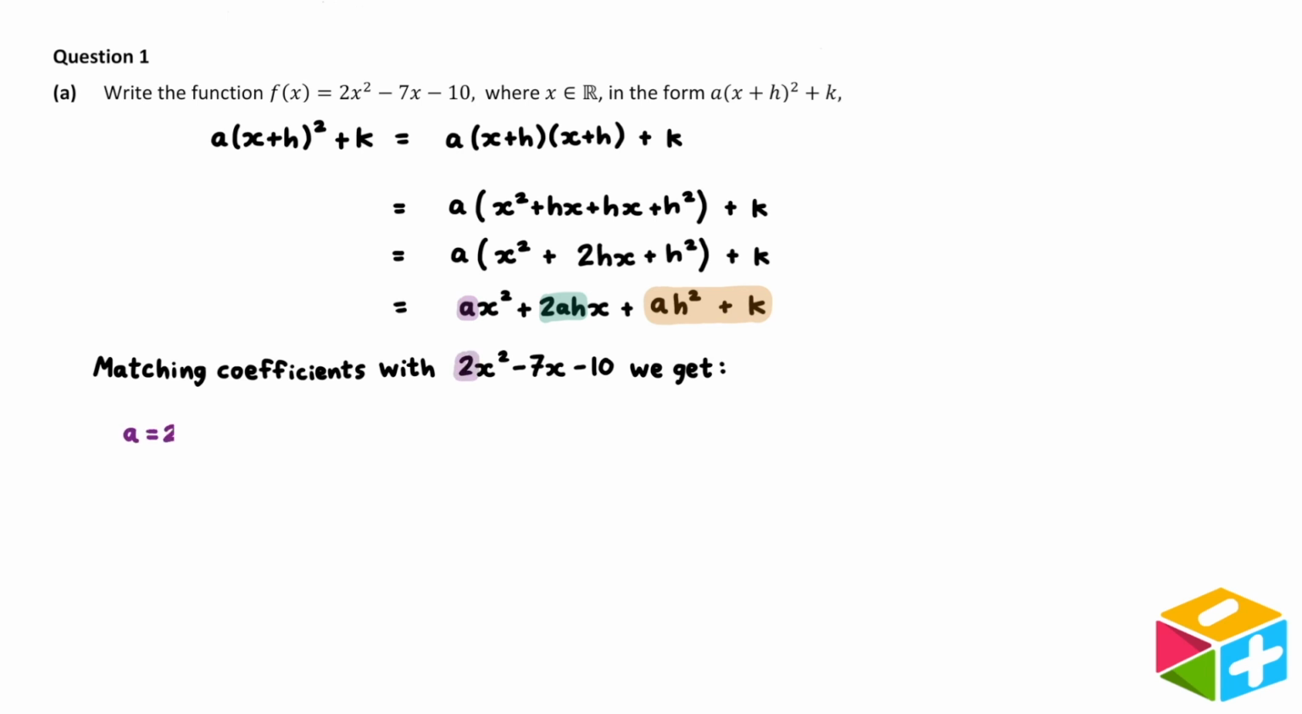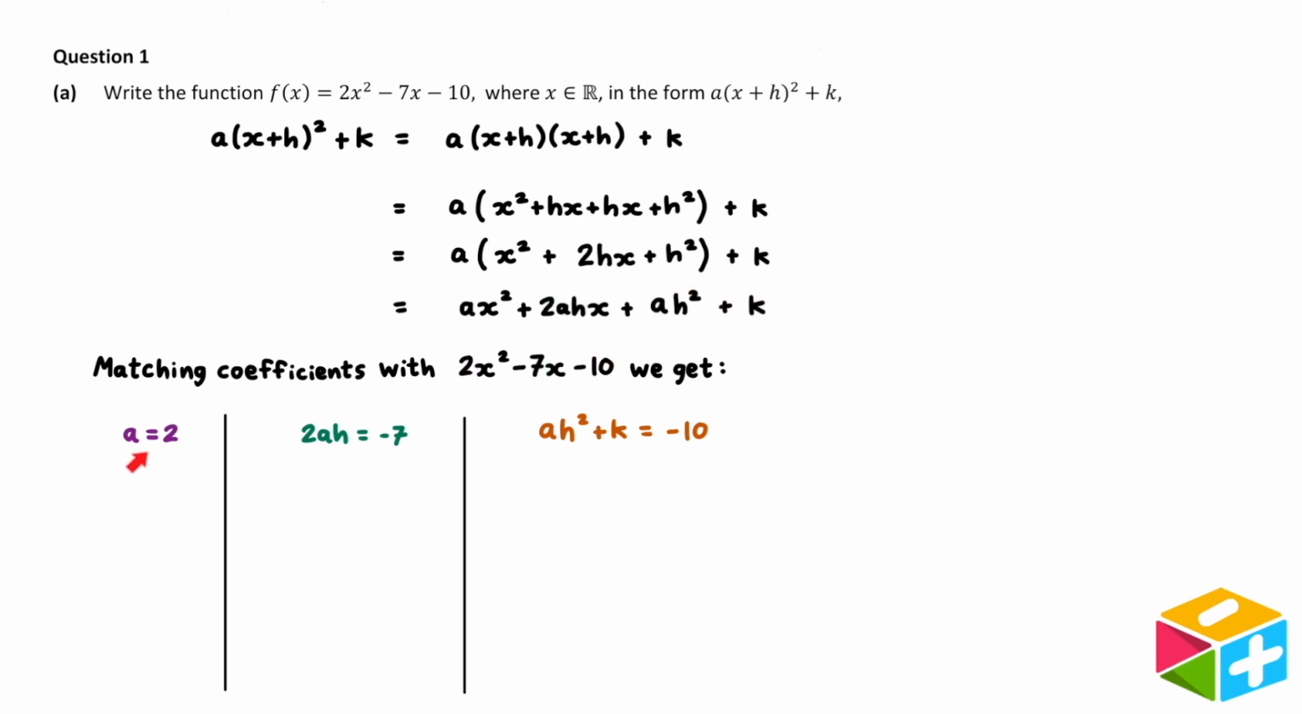Matching the x squared coefficients, we get a is equal to 2. Matching the x coefficient gives 2ah is equal to minus 7. And matching the constant term gives us ah squared plus k is equal to minus 10. The first equation here gives us the value of a directly. It's 2.